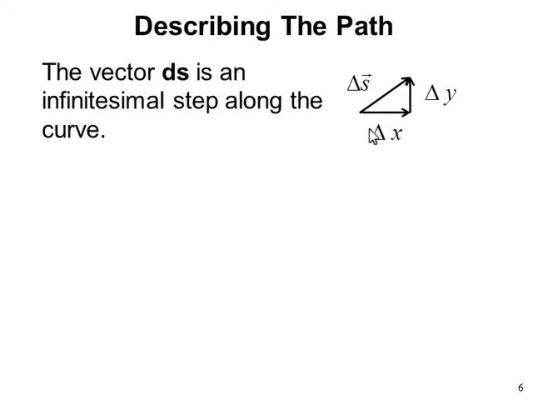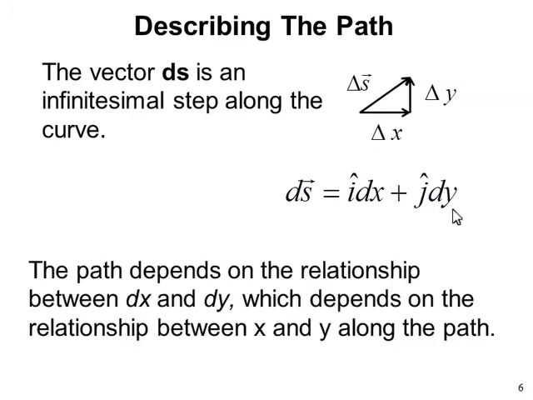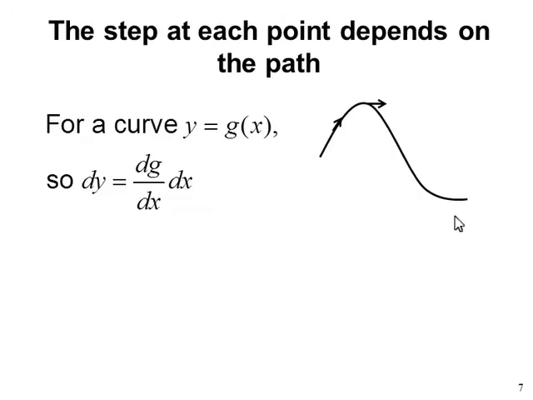That step, delta s, can be written as a step in x and a step in y. The direction of the step depends upon the relationship between delta x and delta y for that particular step. And the vector delta s, ds, is just the vector sum of the step in x and the step in y. The actual path from one point to another depends on the relationship between dx and dy, which depends on the relationship between x and y along the path, usually given by a function.